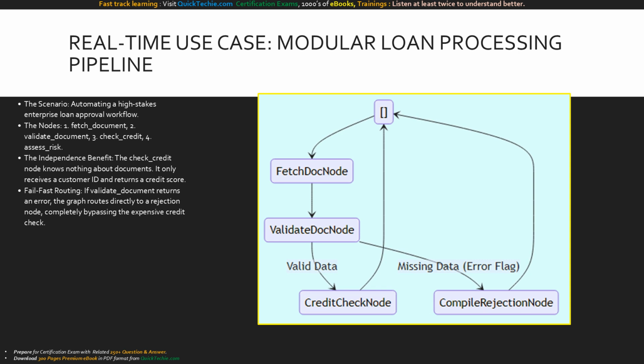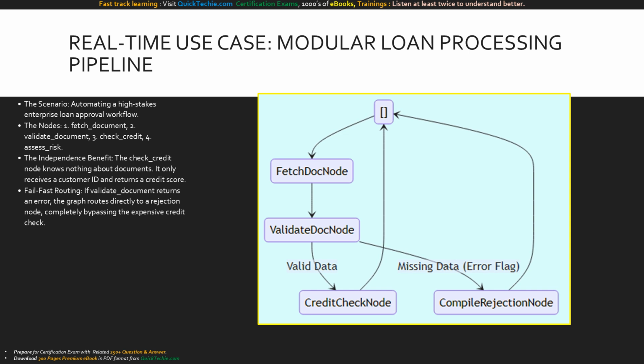Here is the state diagram for our loan pipeline. The flow moves from fetch to validate. At validate, the independence of the node shines. It evaluates the data and outputs a status. The graph reads the status. If the data is valid, execution flows normally to the credit check node. But if an error flag is raised, execution instantly branches down to the compile rejection node, bypassing unnecessary compute and API costs completely.